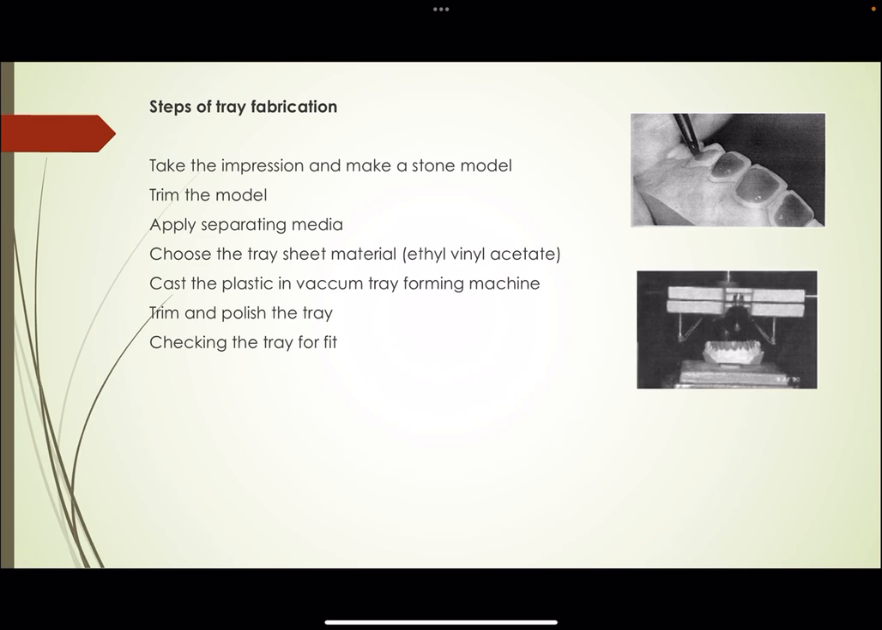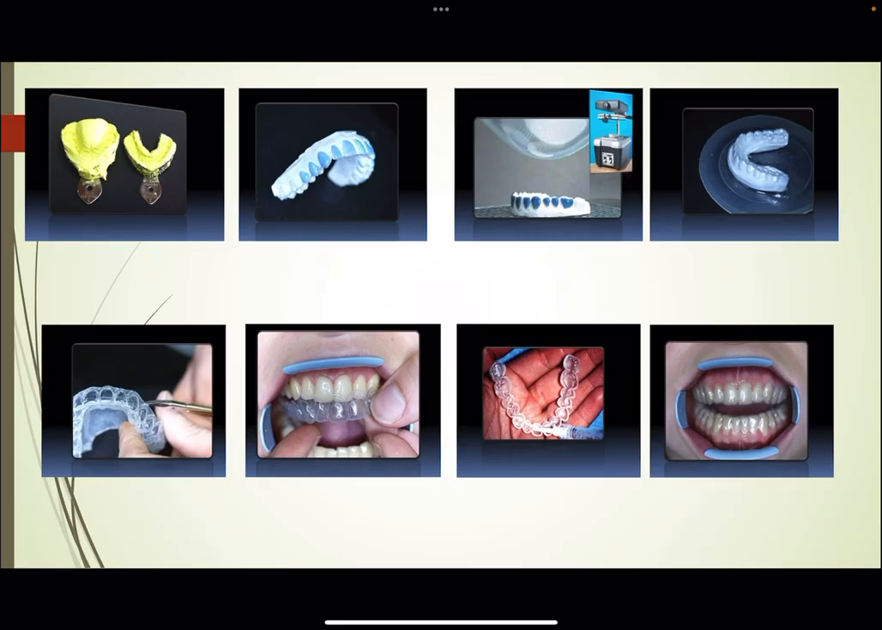Now the steps for tray fabrication are: we take the impression and make a stone model, then we trim the model and apply the separating media, then we choose a tray sheet material that is ethyl vinyl acetate. Then we cast the plastic in a vacuum tray forming machine. We get the model, trim and polish the tray, and check the fit of the tray.